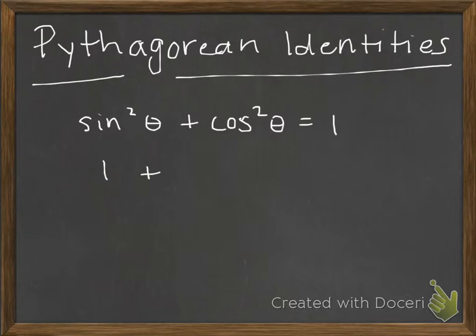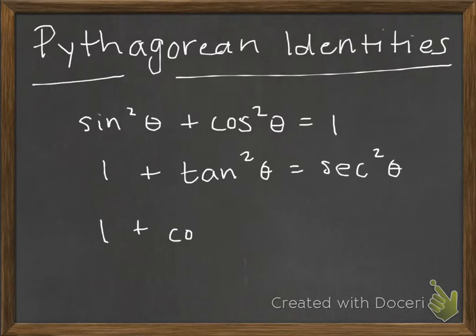The next one is 1 plus tangent squared of theta is equal to secant squared of theta. And lastly, 1 plus cotangent squared is equal to cosecant squared. So these are your 3 identities, and we're going to use these now to find missing trig functions.